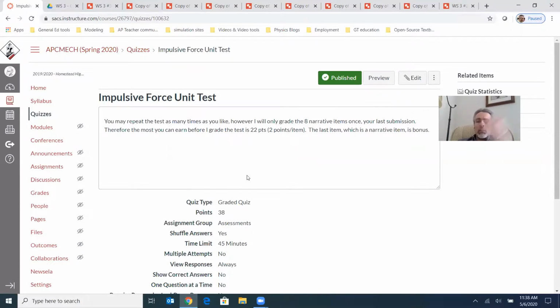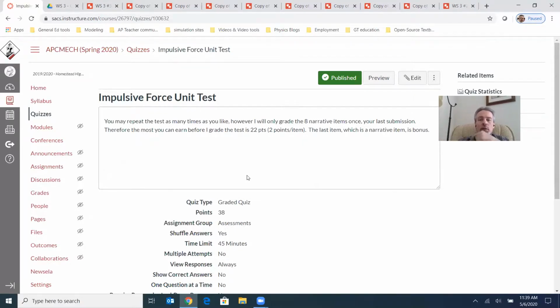Here's the deal though. There are some multiple choice questions, some calculation questions where you just put in the number, and a few questions where you have to explain something or describe something. I grade those. The computer can't grade those. So even though you can do this multiple times, I'm only grading the last submission that you have.